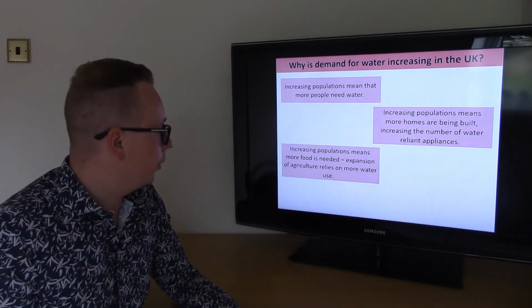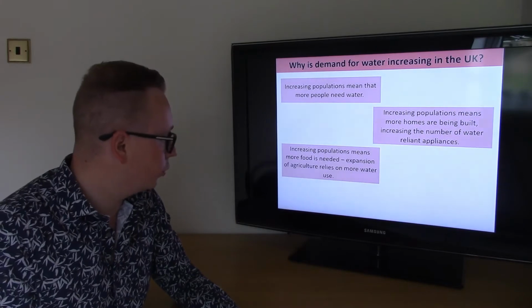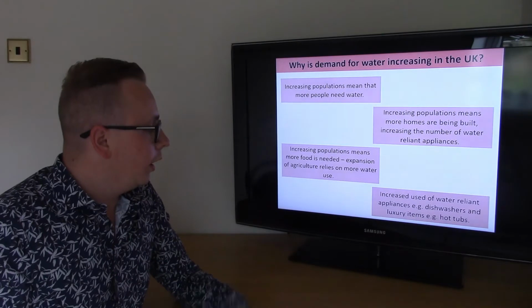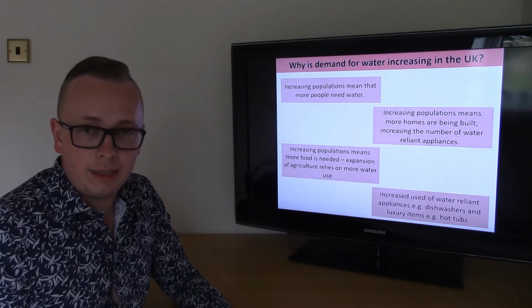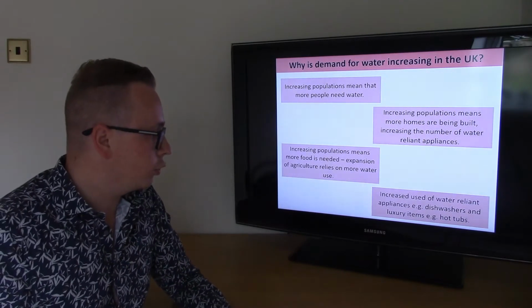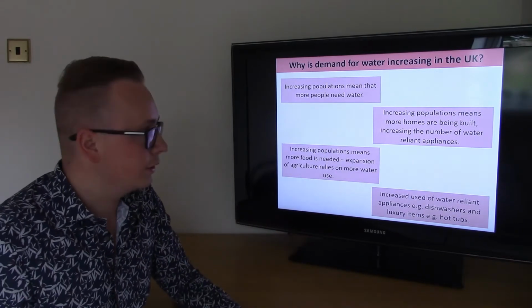By also increasing the population, it means we need to have more food, and so there's a need perhaps to expand our agriculture, which again will lead to use of more water. And also we see in those homes an increased number of water-reliant appliances, things like dishwashers, which are very common in many homes, and also even some luxury items. Some people may even own a hot tub, again, more water-reliant appliances.